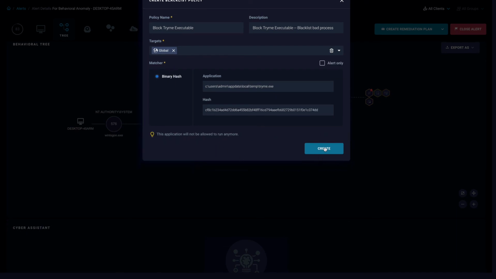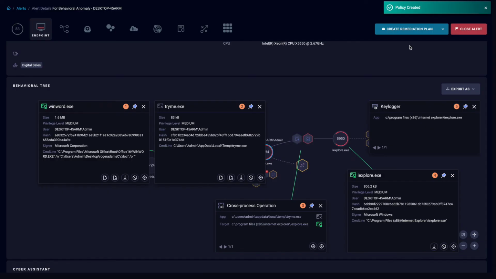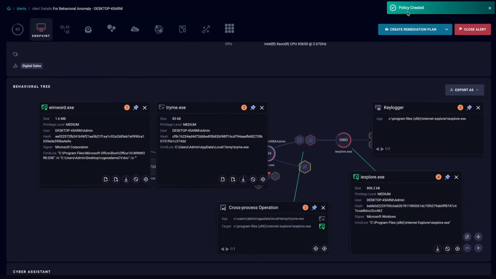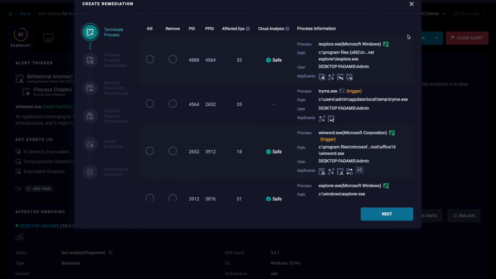So we're going to go ahead and create this blacklist policy. We can see the policy was automatically created, and essentially we can now rest assured that this won't enter our environment again, so long as the policy is enabled. Now we get into response. And as an analyst, you want this process to be as easy and as streamlined as possible.